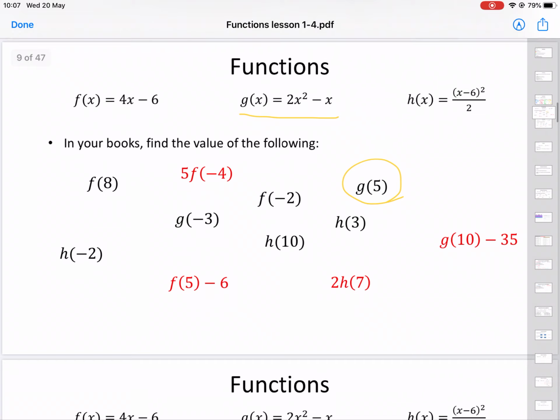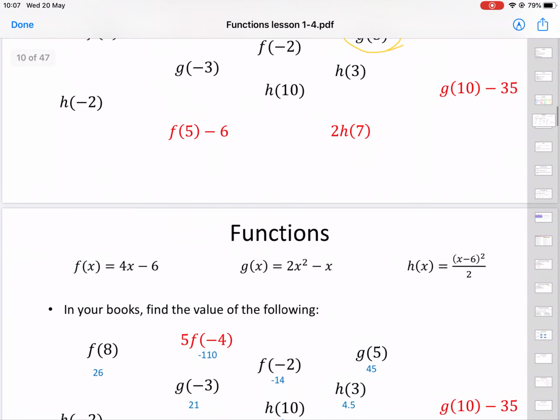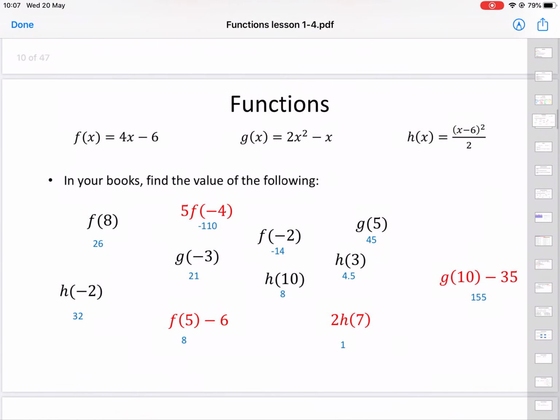Okay, so hopefully you got on with those okay. So here are the answers. So just check you've got those correct.